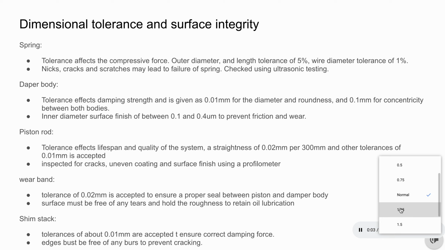The tolerance of the spring affects the compressive force. The outer diameter and length tolerance of 5%, while the wire diameter of 1% is accepted. Any nicks, cracks, and scratches may lead to failure of the spring, and this is checked using ultrasonic testing.